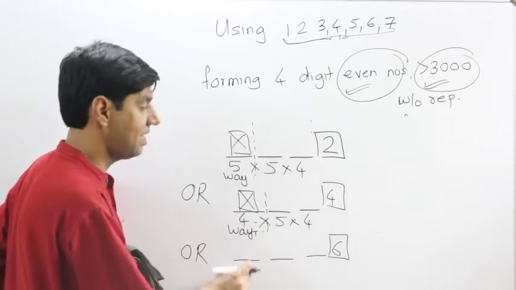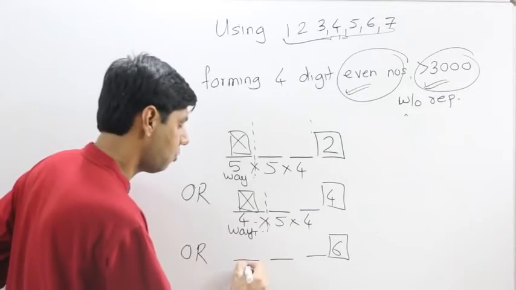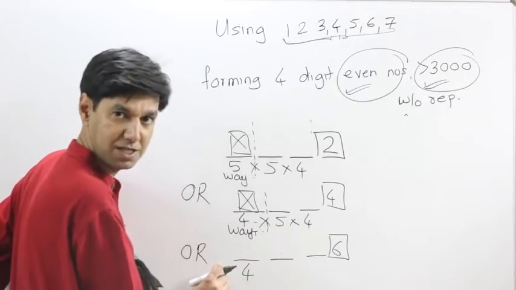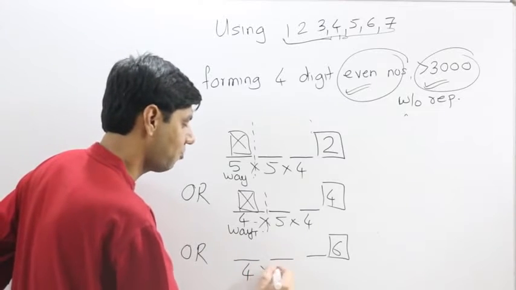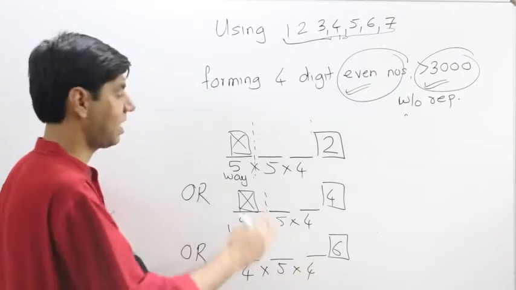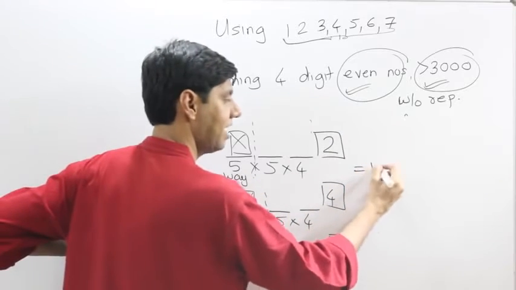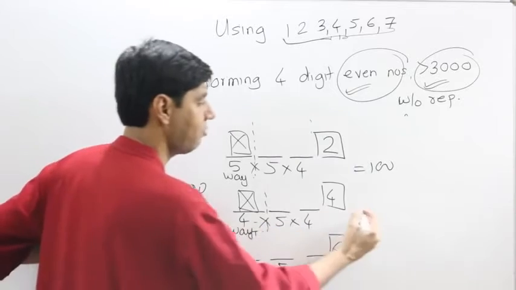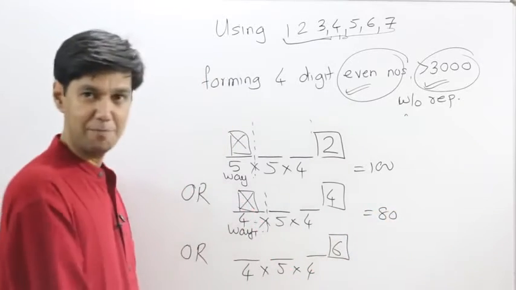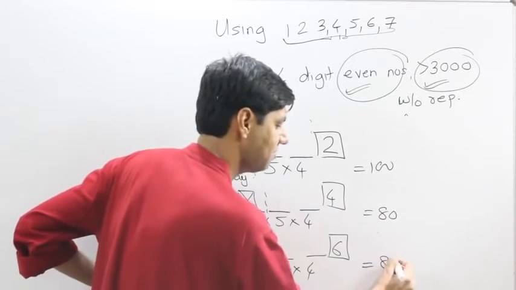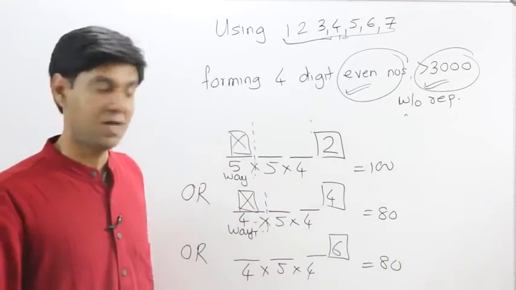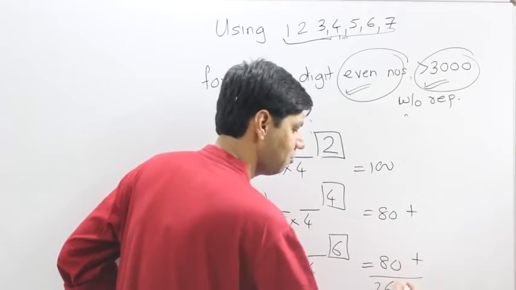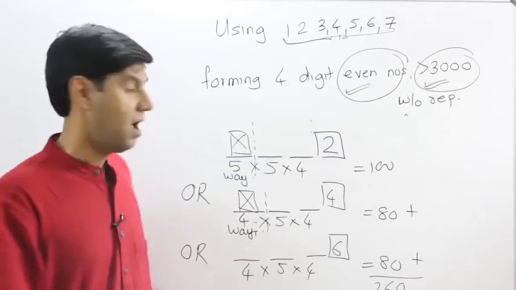And isn't this exactly similar to the second case? So here also a 6 could be used up in the units place, cannot be used in the thousands place. So 4 ways, 4 into 5 into 4. Let's do it completely. 5 5s are 25, 100. 100 possibilities with number ending with 2. 5 4s are 20, 4 20s are 80 possibilities with number ending with 4, and 80 possibilities with number ending with a 6. And since there's an OR, I need to add them up. So the answer is going to be 260 possibilities.